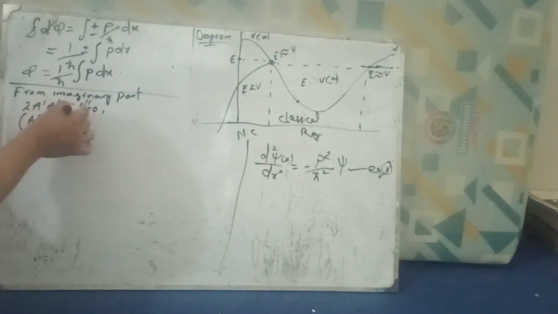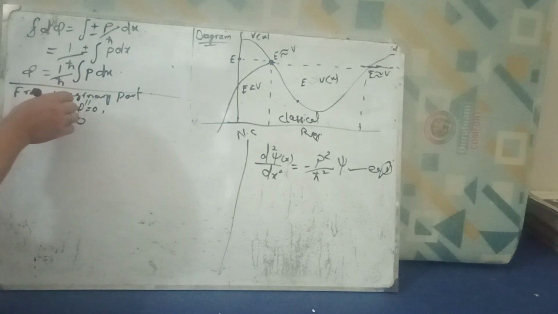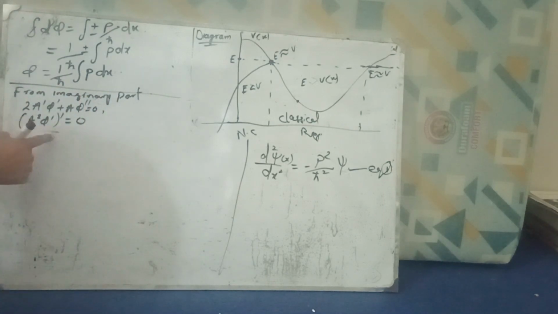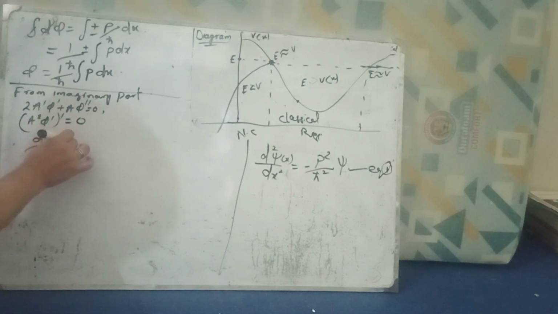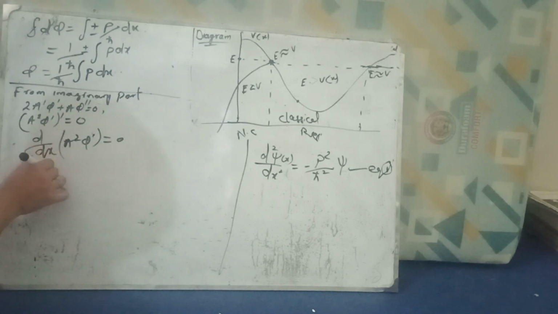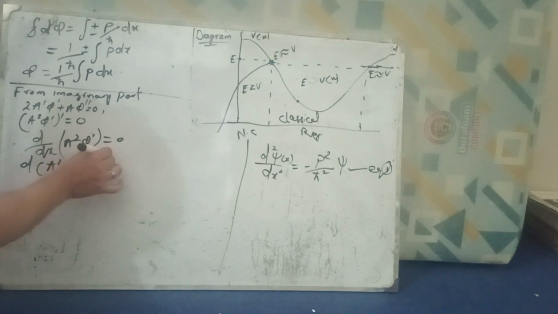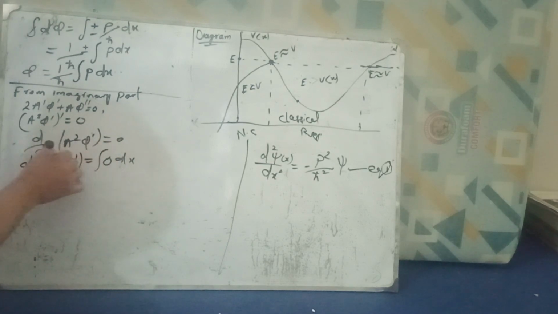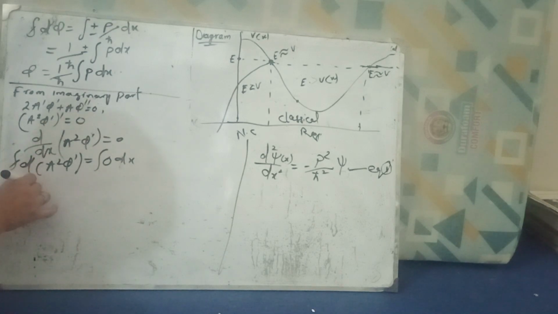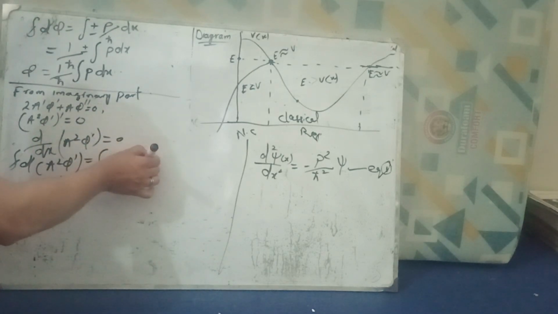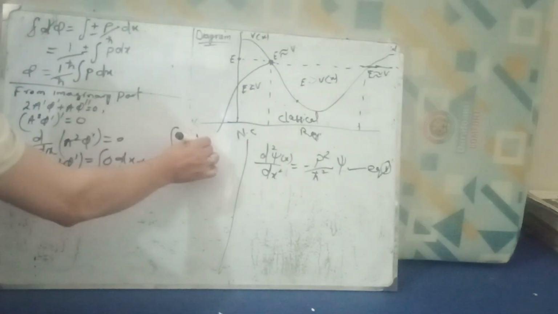From the imaginary part, 2a prime phi prime plus a into phi double prime is equal to 0. We can write this equation as (a square phi prime) prime is equal to 0. So this is d by dx of a square phi prime is equal to 0. Both sides multiply dx, we will get 0 into dx. Both sides apply integration, so a square phi prime is equal to c. We get the constant of integration, since the integration of 0 dx will be equal to c.